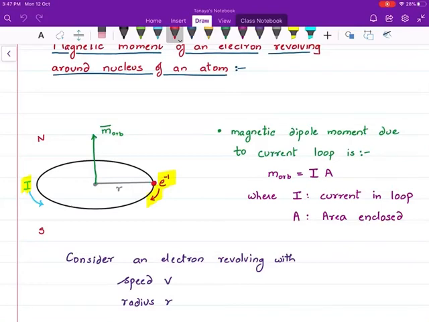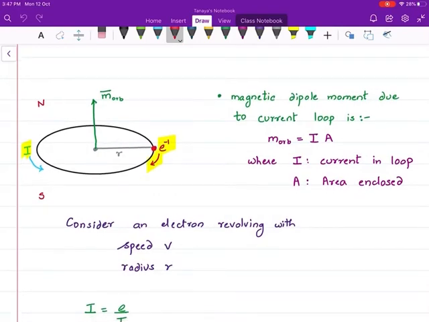Now suppose this electron is revolving in clockwise direction with a speed v and radius r. Now what is going to be the value of current? See, I want to find m orbital. Okay, what do we have to find? We have to find m orbital. So what is the formula for that? It is IA. So first I will find I, then I will find A. So substituting I and A, I will get the m orbital. Okay, always while doing any derivation, try to remember why you are doing a particular thing. Try to remember the path in which you are going to proceed with a particular derivation.